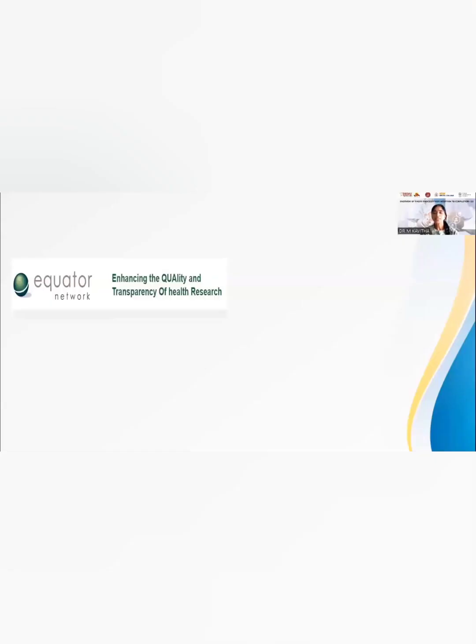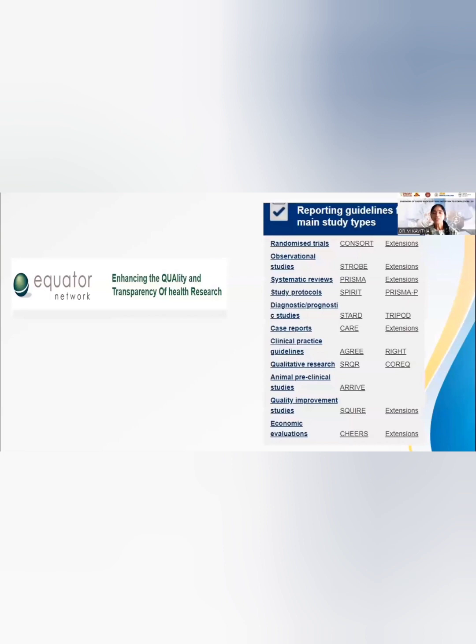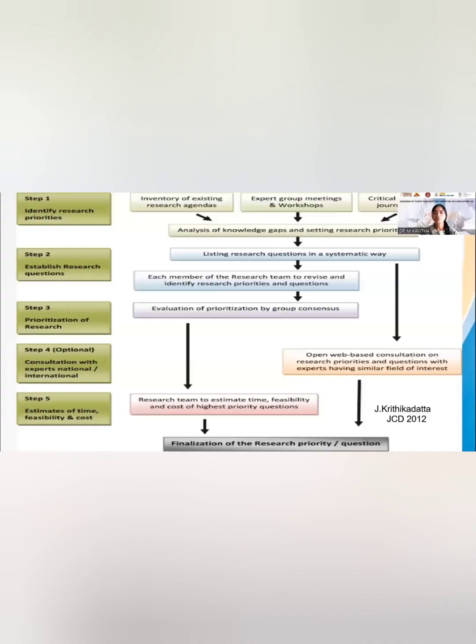The Equator Network is an international initiative that aims to improve the quality of research publications. It provides a comprehensive list of reporting guidelines and other materials to help improve reporting. To help with reporting your research, there are reporting guidelines given in this table. These contain a checklist of minimum points that you should cover when you are writing your manuscript. This flowchart shows how to finalize your research question and select the appropriate study design.